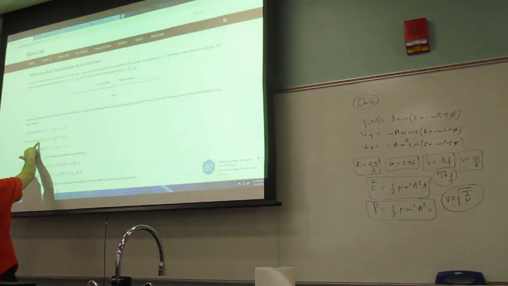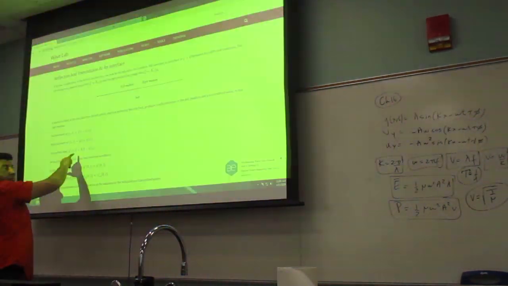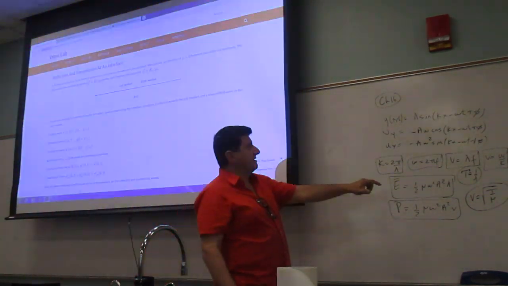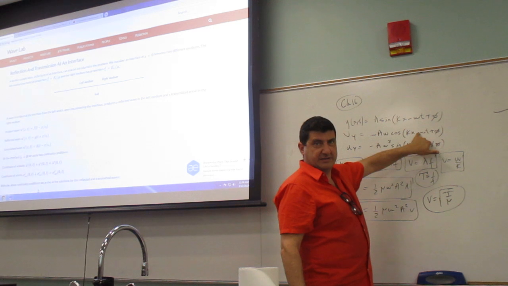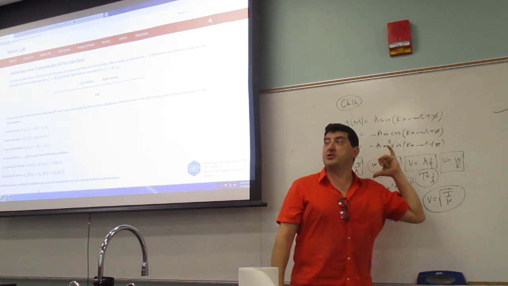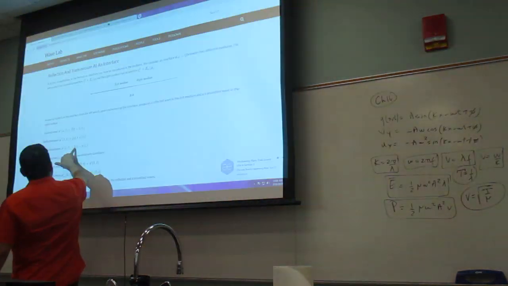And then here, this is the reflected wave. Why is it a plus here? Right? Because for the reflected wave, what's going to happen? This thing is going to switch on you and become positive. So that means the reflected wave is going to the left. And then the transmitted wave is this.